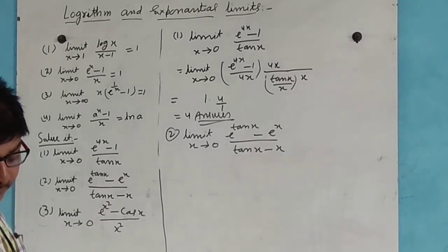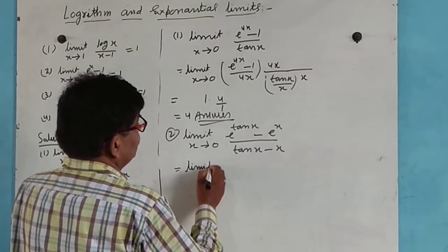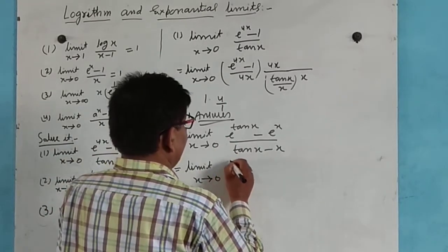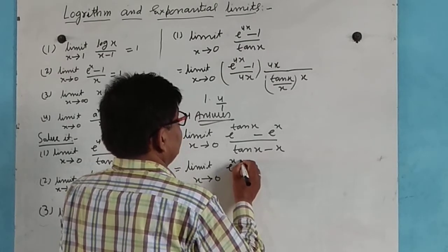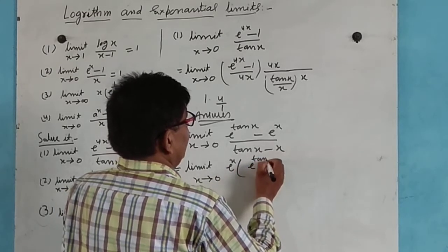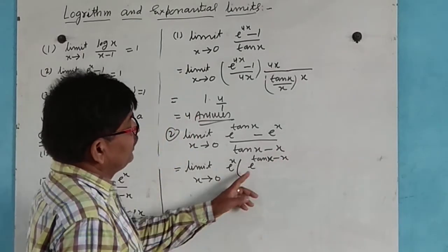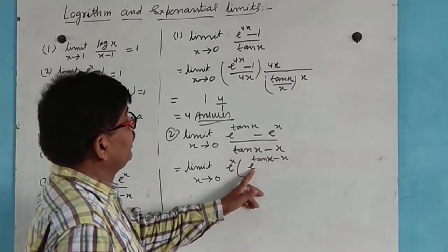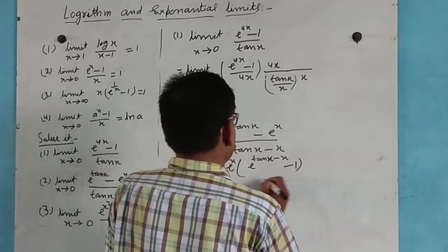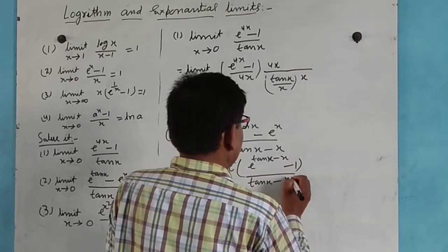We take common here, limit x tends to 0. We take e to the power x common, here e to the power (tan x minus x), because if you multiply, the x cancels, only e to the power tan x remains, and minus 1, divided by tan x minus x.